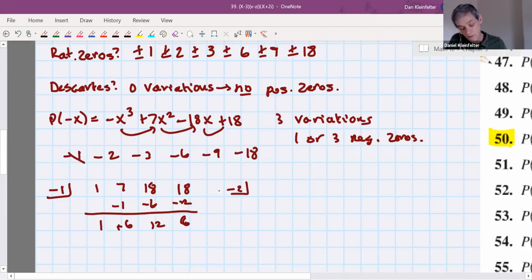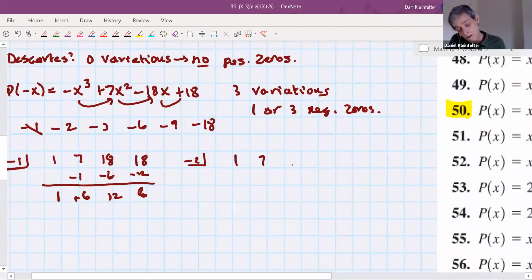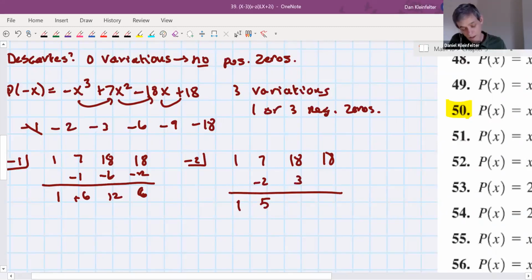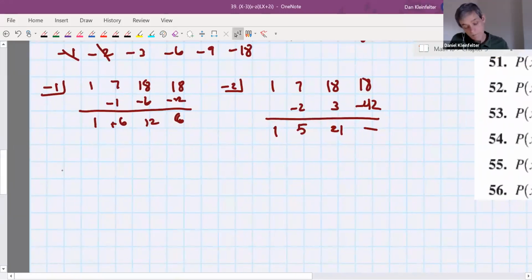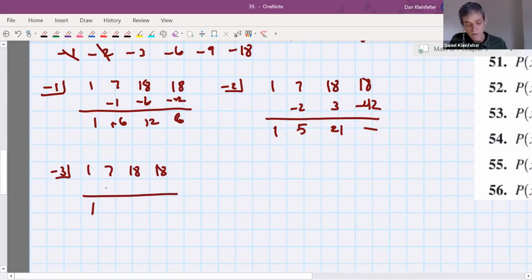Let's try negative 2 now. So there's negative 2, there's 5, 3, 21. That's getting worse, isn't it, right? And that's negative 42, so no, that's not going to work. Negative 3. Negative 3, 4, negative 12. There's 6. Now that's getting closer. There we go. All right, so we finally got one. Negative 3 is a 0.